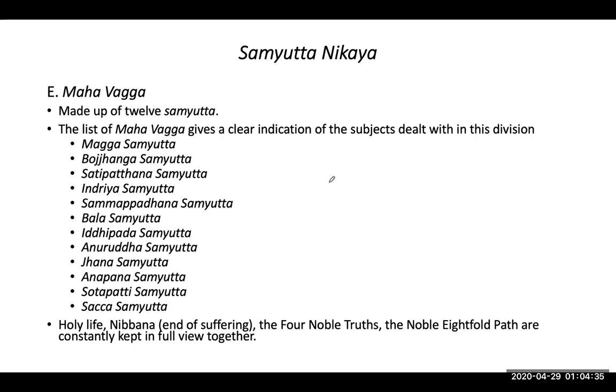The main doctrines which form the fundamental basis of the Buddha's teaching are revealed in these samyuttas. It's very important. Maha means great, right? Great book, Mahavagga. This Mahavagga covers both the theoretical and practical aspects. So in this vagga, the ultimate goal of a holy life, arahantship and nirvana, the end of suffering, is constantly kept in full view. The Mahavagga provides a detailed description of the way of achieving, the Four Noble Truths and the Noble Eightfold Path.